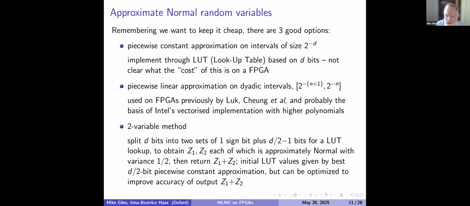So we want to really minimize the cost of this transformation. And so thinking about that, there are three good options. One option is, if we have D bits, we can just take a piecewise constant approximation of the inverse transform on 2 to the D intervals, each of size 2 to the minus D. So that's a simple direct lookup. We have an integer random number with D bits, and we use that to index into a lookup table.